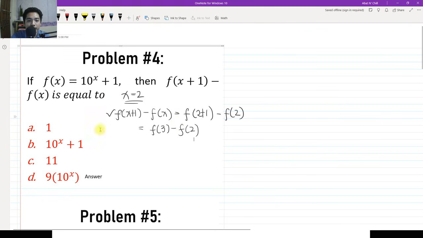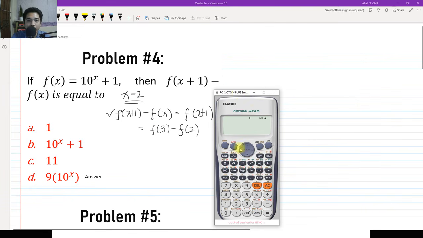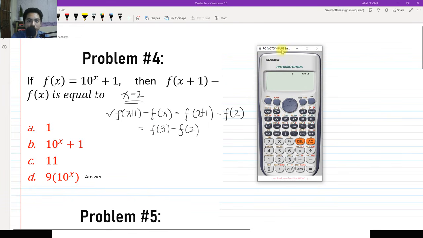So what are we going to do? Using our calculator, we're going to get f of 3 and f of 2. So again, our f of x is 10 raised to x plus 1. So we have 10, and then the exponent here. Again, alpha x in the exponent, and then just click this so that you get out of the exponent. And then plus 1.